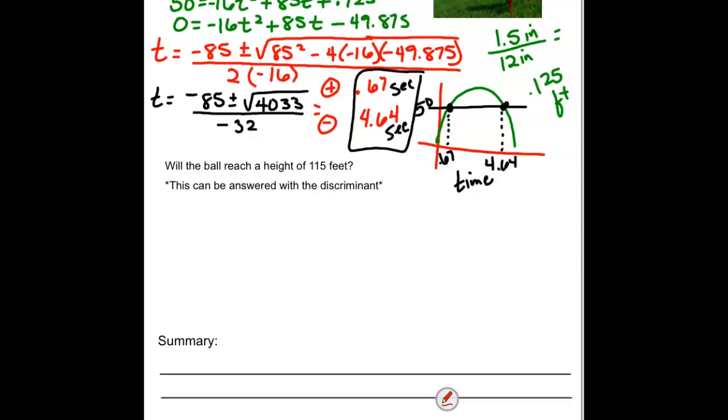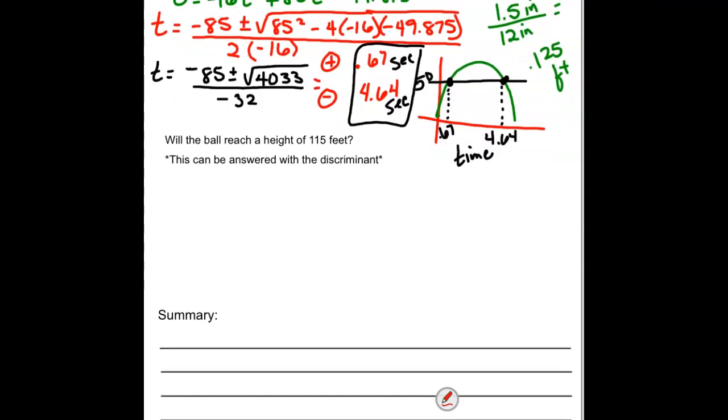Now notice on the last part of this question it says, will the ball reach a height of 115? Not when, but will. Will the ball reach a height? So they're not asking me to actually figure out what the time is. They're just saying, is it possible? So where on my picture would 115 feet be? Is it way up here where the ball doesn't hit it at all? Does the ball still go up higher and hit it and then come back down? We have to find that out. And we can figure out how many solutions there are simply by looking at that discriminant.